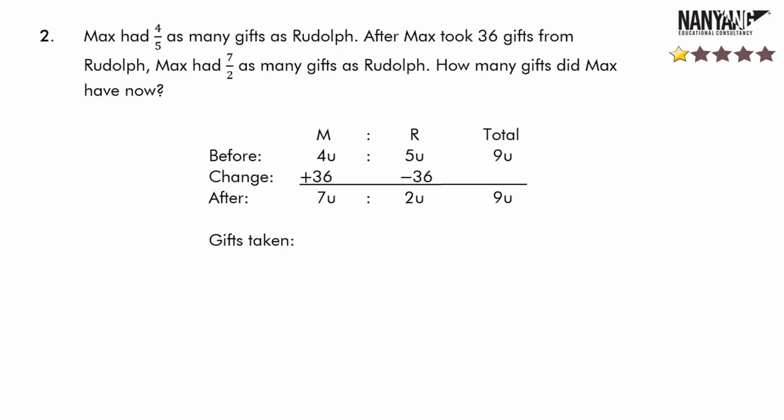Now we can actually look at the gifts taken by Max in terms of units. We should have 7 units minus 4 units equals 3 units. And as the question tells us, this is 36. Now we can find out how much 1 unit is, which is 36 divided by 3 equals to 12. So how many gifts did Max have now? As our table states, he has 7 units, which is 12 times 7, 84. So that's our answer. Max had 84 gifts.